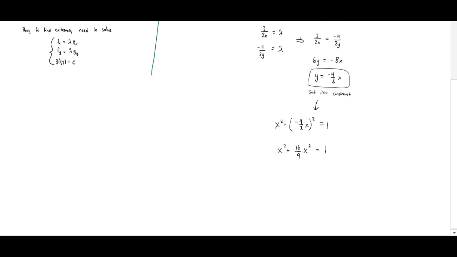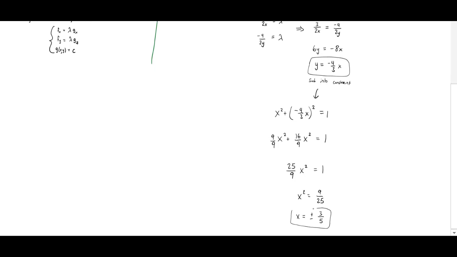And let's add these together. I'm going to do a common denominator. So we're going to get 25 over 9 x squared equal to 1. So therefore x squared will be 9 over 25. If we square root, we're going to get two solutions. x could be plus or minus 3 over 5. So we found our values for x.